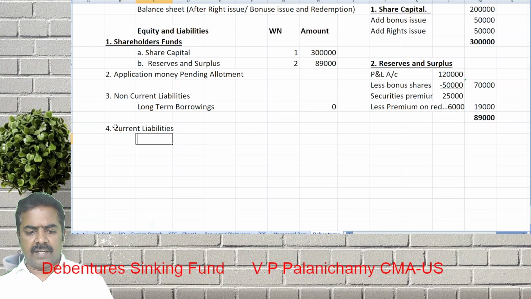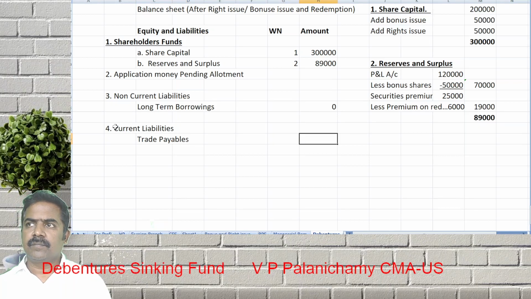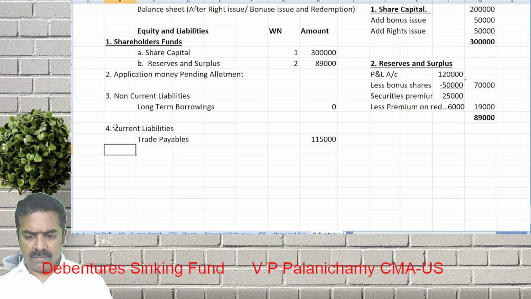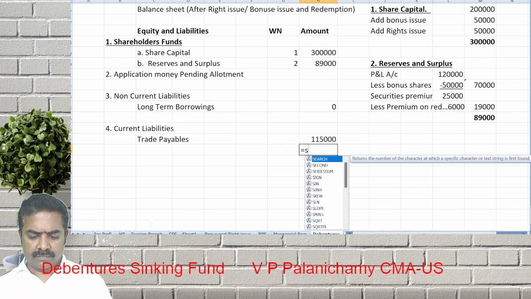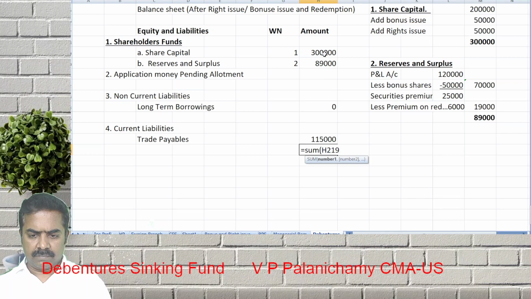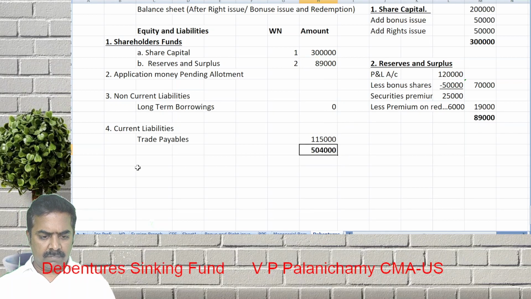Under current liabilities, we have given trade payables. What is the trade payable given? 1 lakh? 1,15,000, sir. 1,15,000. Then the liabilities side is over.